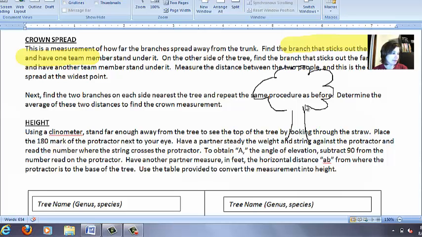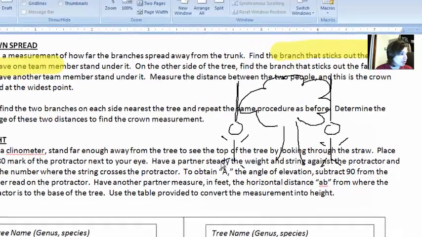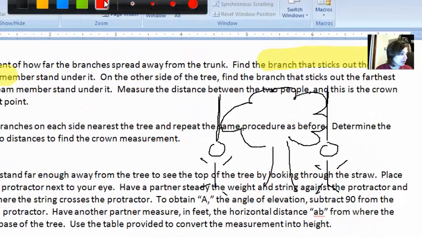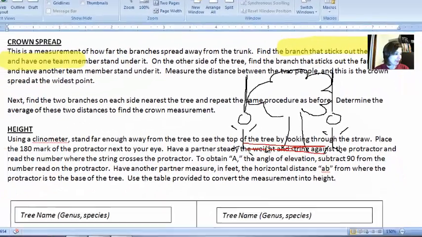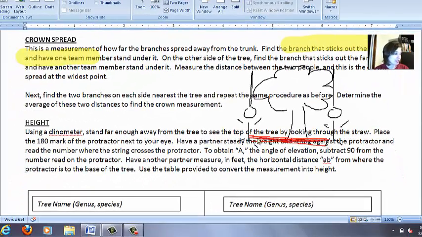Here's my tree. On this side, here's the branch that sticks out the furthest. So one person's going to stand underneath that. And on this side, here's the branch that sticks out the furthest. So one person's going to stand in front of that. And then you measure, I'll do this in red, the distance between the two of them. You write that down because we're going to need another number in a minute. That distance is the first number you're going to use.